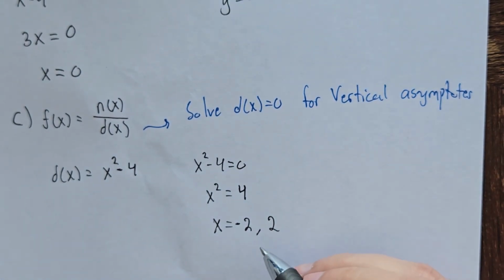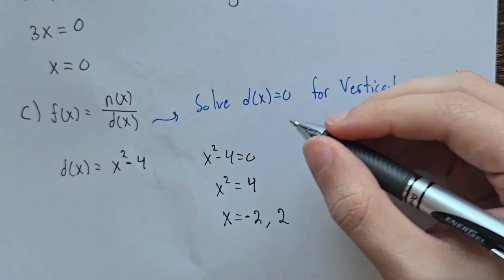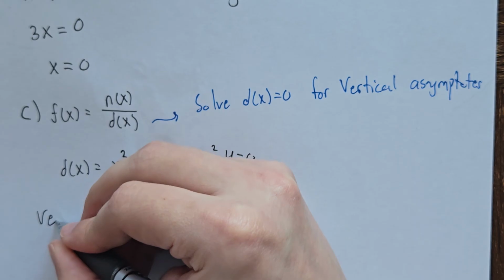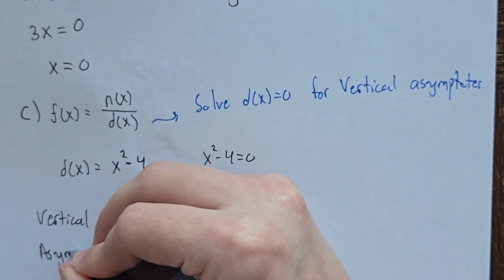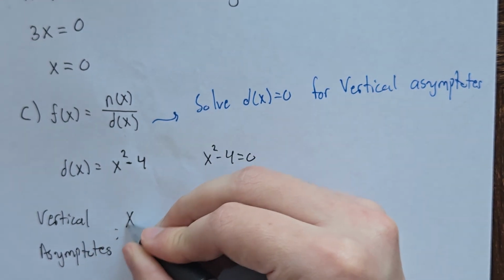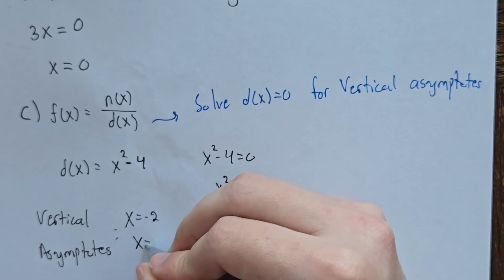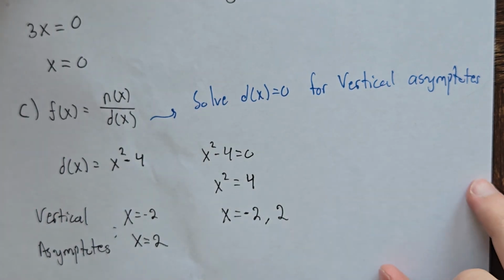So really here we have two different vertical asymptotes. I'm going to write it below to the left right here. Sorry, I'm a little bit all over the place. Vertical asymptotes: we have one at x is equal to -2, and we have one at x is equal to +2. Okay. So those are our two vertical asymptotes for this problem, and that would be the answer to part C right there. Let's go ahead and look at part D next.